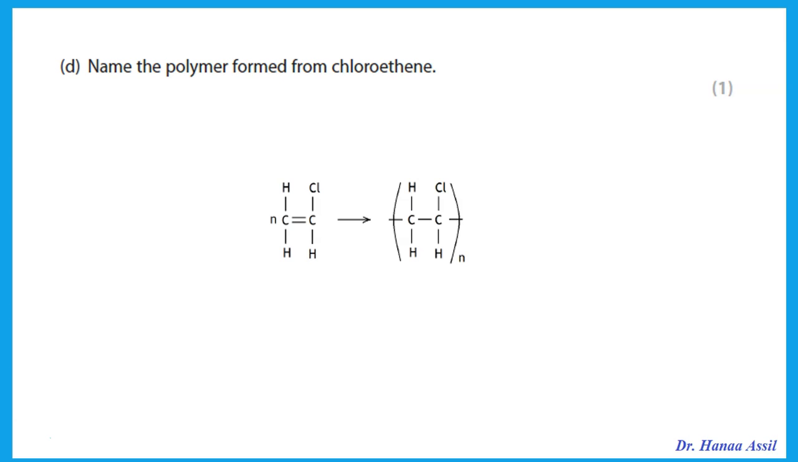Now how do we name it? If we're starting with chloroethene, the name is poly, exactly the same name, polychloroethene, even though it is no longer an alkene, but it is a polymer made from chloroethene, so we call it polychloroethene.